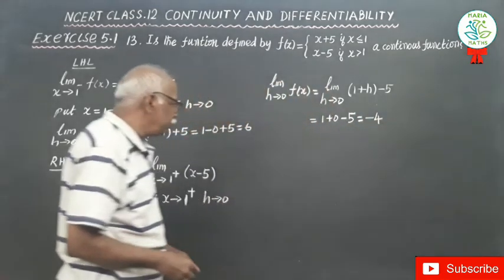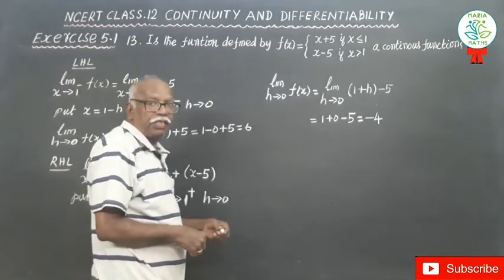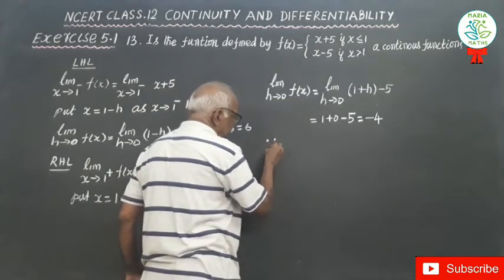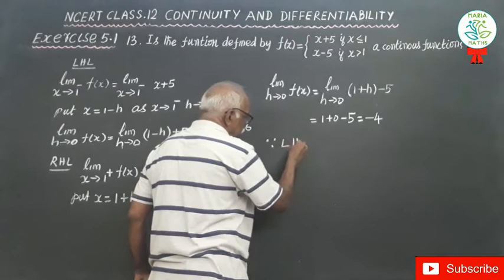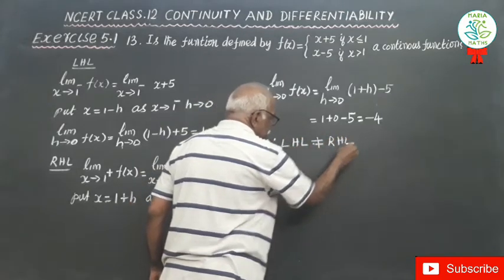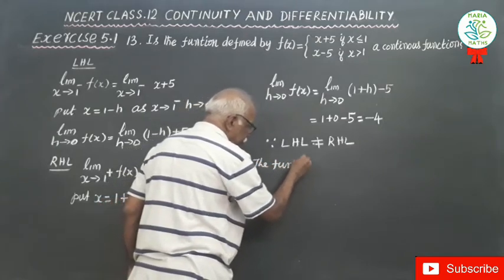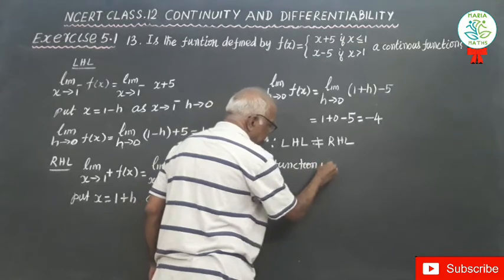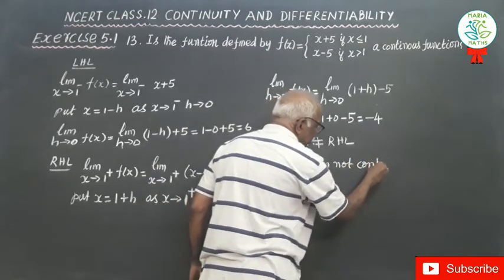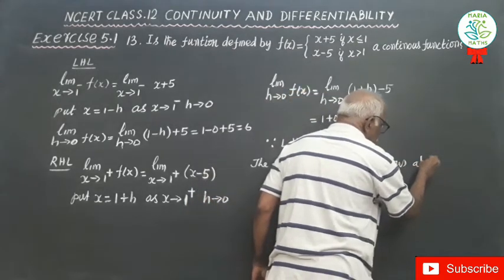Right limit is minus 4, left limit is 6. Since both are not equal, the function is not continuous. Since LHL is not equal to RHL, the function is not continuous at x is equal to 1.